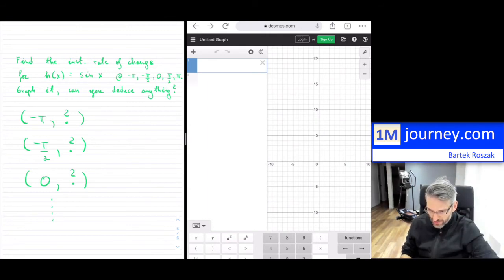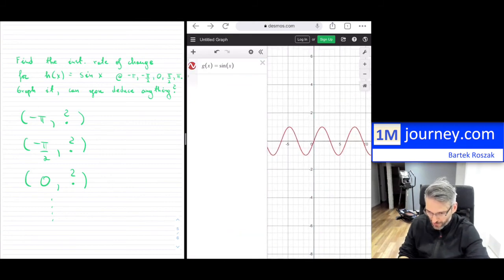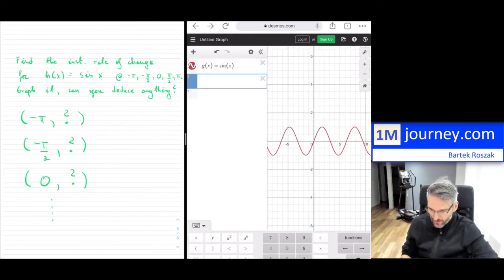So here it is again. Let's not call it h because I'm using h for the step. So let's call it g. g of x is equal to sine of x. All right, so that's what we have. And now what we want is g at a, where I'm changing a. It's g of a plus h minus g at a, close this all over h.